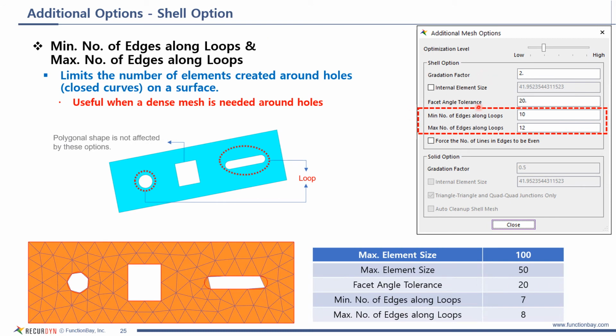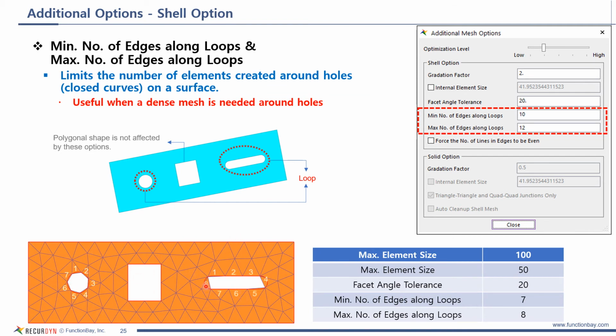This option only affects shell meshes. And as shown in this image, only holes with smooth outlines are affected by this option. Polygons are not affected. This option limits the range of the numbers of elements created around these holes or closed curves on a surface. If you set the minimum value to 7 and the maximum value to 8, as you can see, the number of elements created around each hole is within that range.